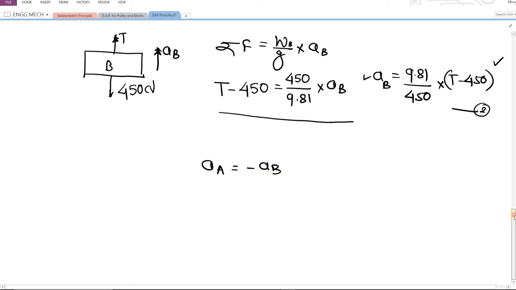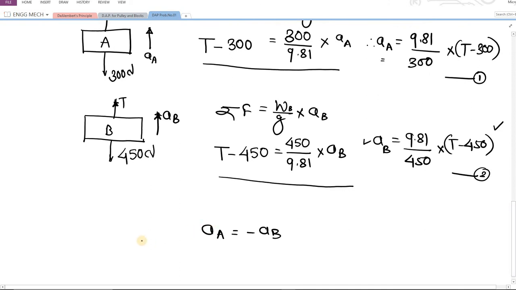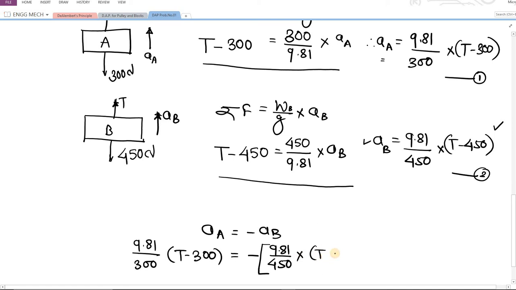What do we have as A suffix A? It is 9.81 divided by 300 into T minus 300, equal to minus, now we will write down A suffix B as it is. Let's apply a bracket over here. It is 9.81 divided by 450 into T minus 450.